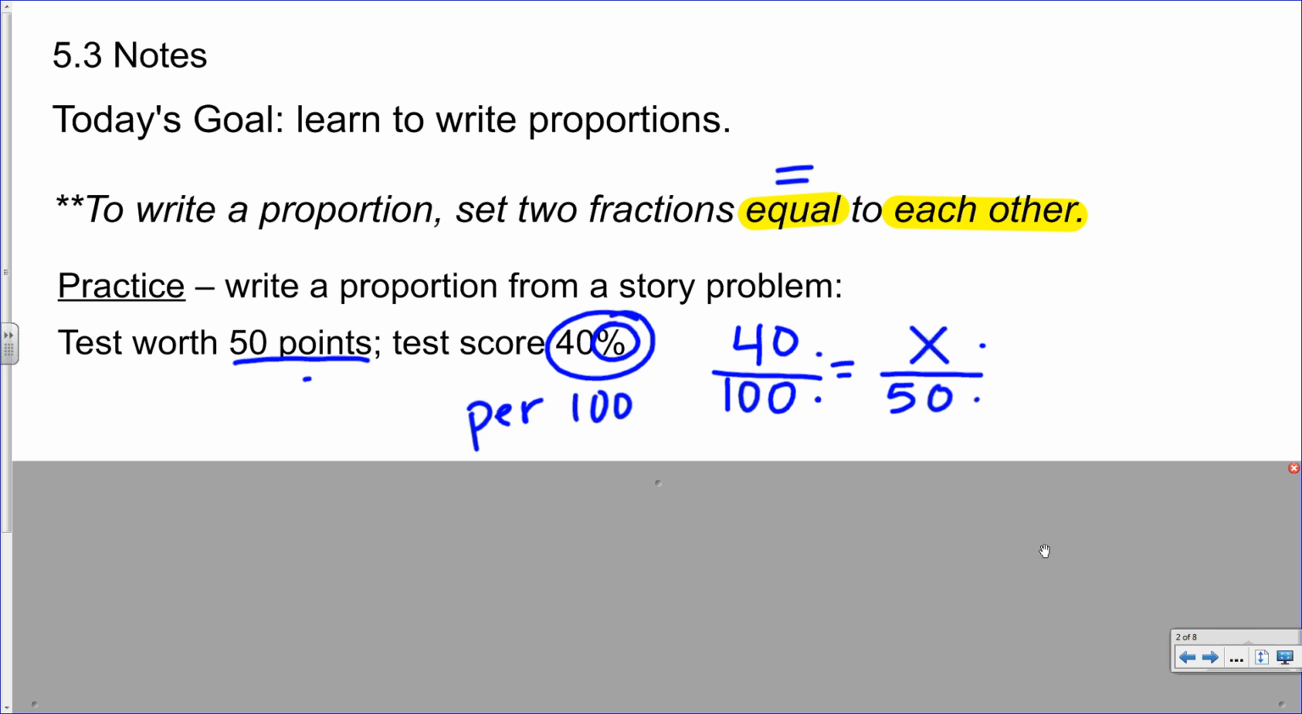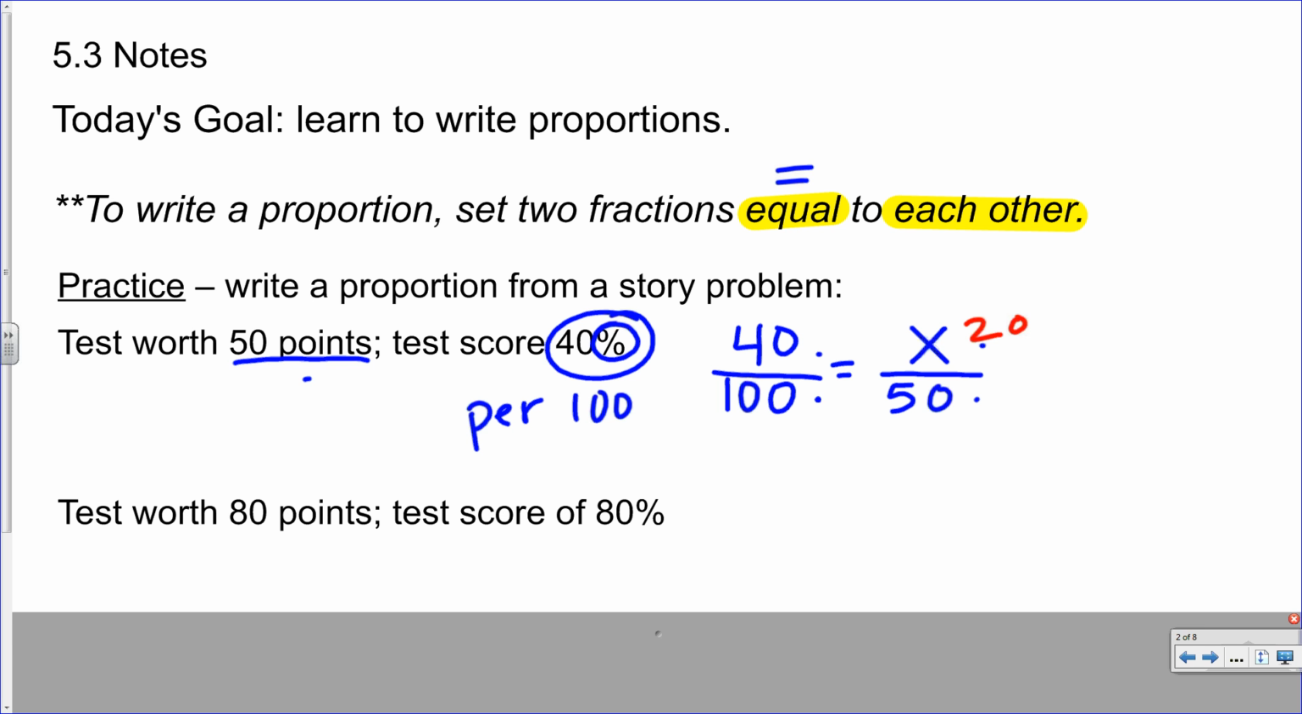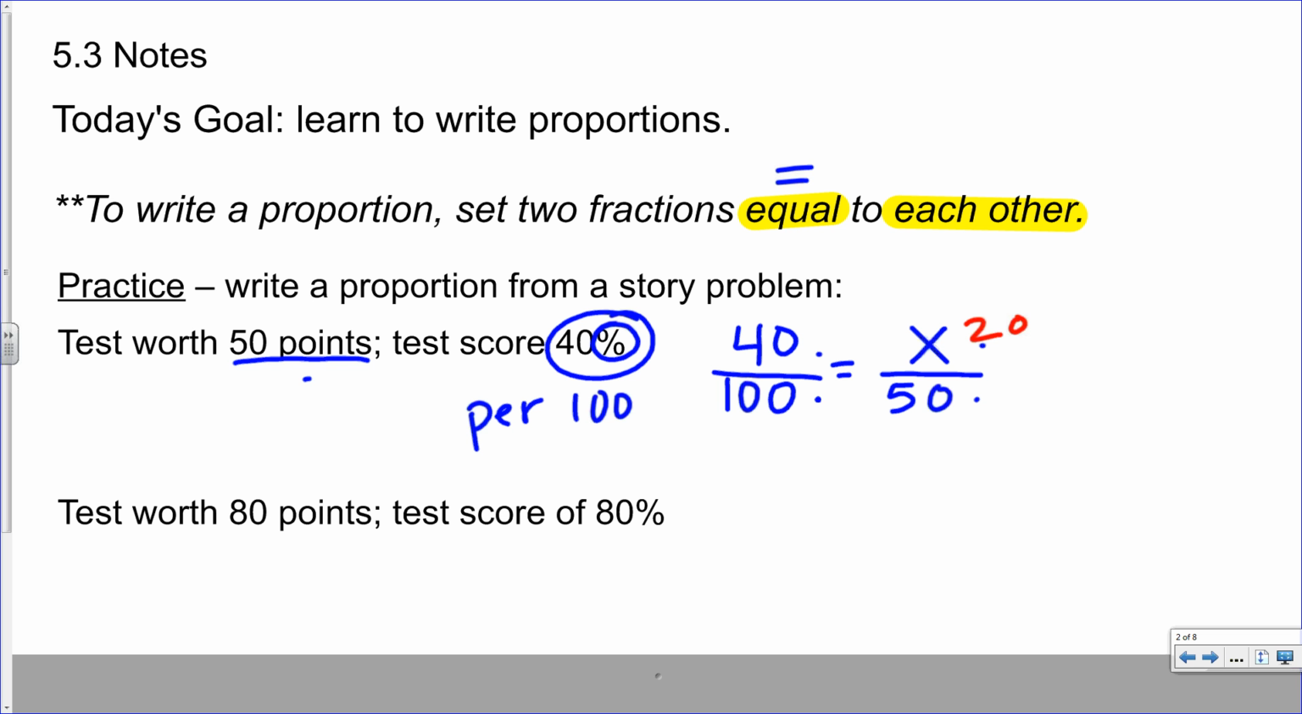Now, we're not going to do a lot with solving proportions today other than by mental math. And mentally, I could think, well, 100 cut in half is 50, so 40 cut in half is 20, so that's the number that would make that true. 20 out of 50 would be 40%. So let's look at another one. You try and write the proportion for this, and then turn it back on and check your work.